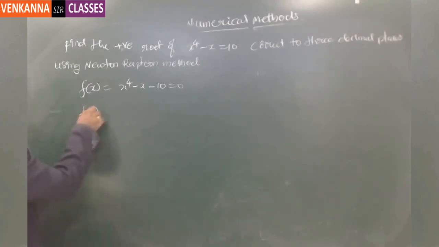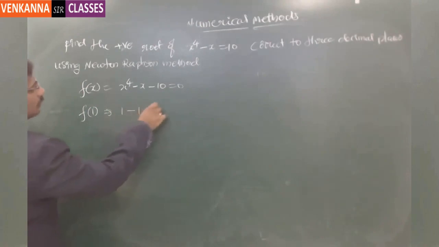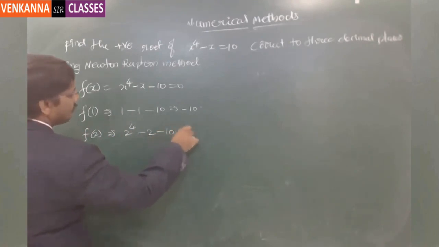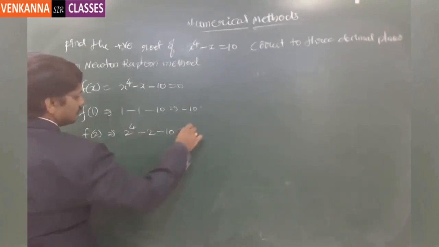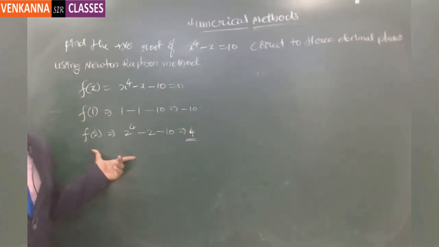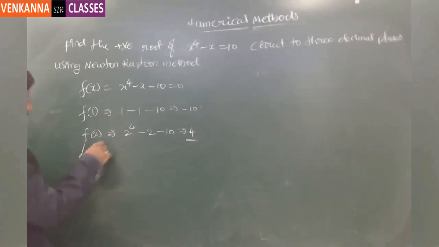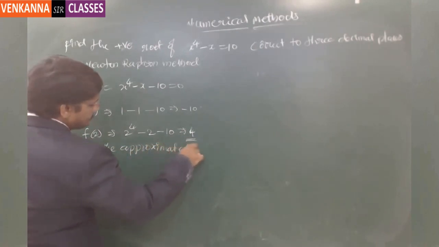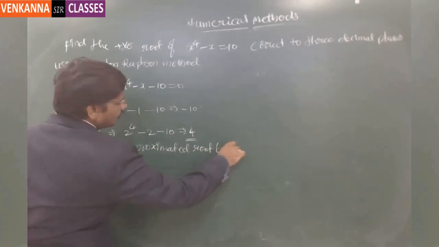So let us consider f of 1. f of 1 is going to be 1 minus 1 minus 10, which is equal to minus 10. And then f of 2 equals 2 power 4 minus 2 minus 10, which is 16 minus 12, so this is 4. Now you can approximate this as one of the closest roots. You are getting minus 10 to 4 for a change from 1 to 2. So you can start approximating at x equal to 2. So let the approximated root be x equal to 2.